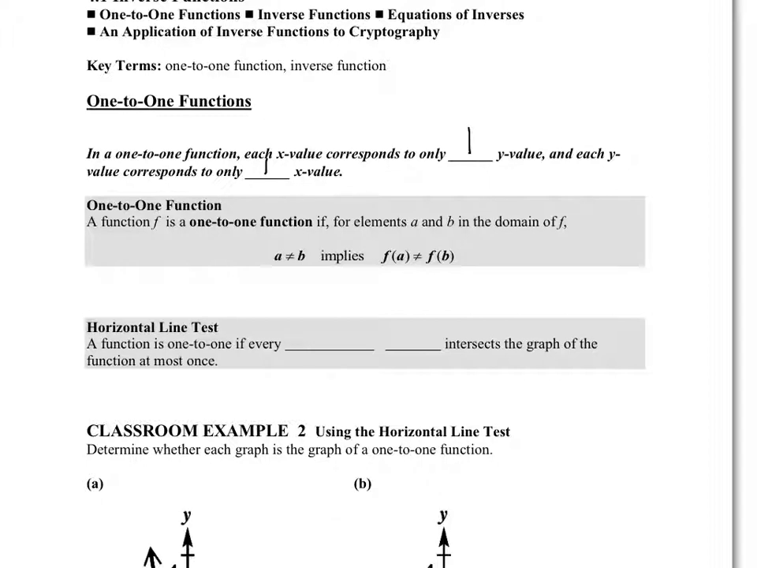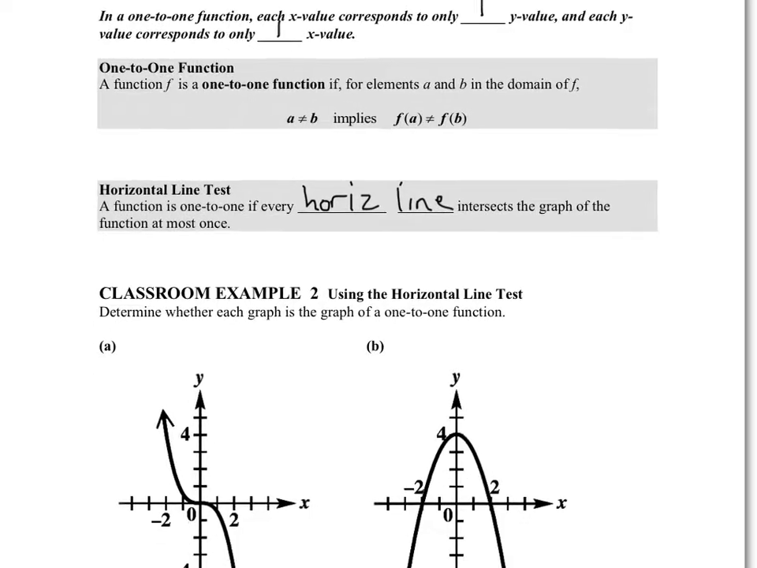One way we could check that, particularly if we're looking at a graph, is we know we have a vertical line test in order to see if something is a function, but we can also use a horizontal line test to check to see if a function is one-to-one. So a function is one-to-one if every horizontal line intersects the graph of the function at most once.